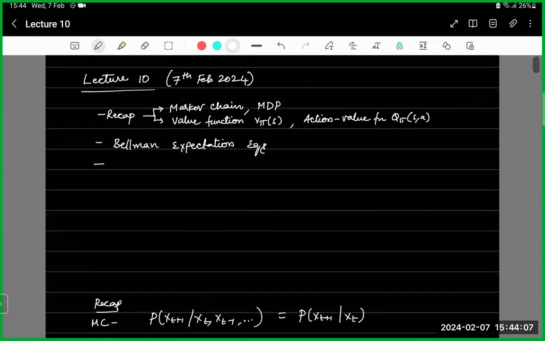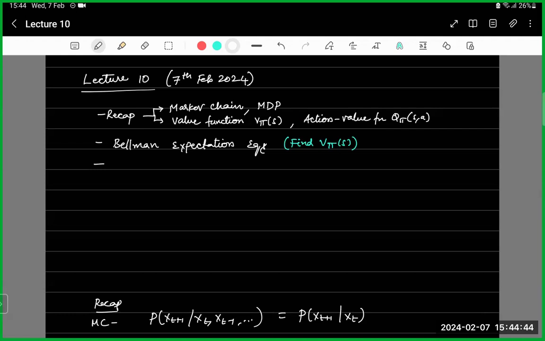So this Bellman expectation equation will help us find how good a particular policy is. In some sense, it will give you a way to find V pi of S for a given MDP and a policy. If you give me an MDP and a policy pi, Bellman expectation equations will tell me how to calculate V pi of S. This will be useful to find V pi of S. We'll see those equations in today's lecture.